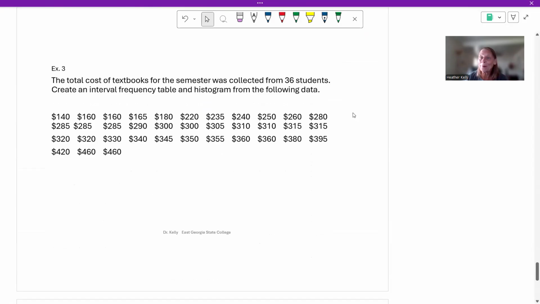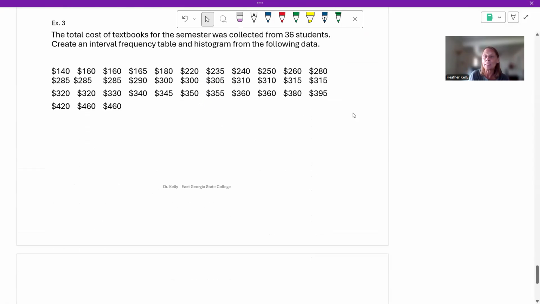Okay, so here we are. This is what a set of data looks like. Yuck, looks pretty terrible. This is 36 students' data of the cost of their textbooks. We're going to create an interval frequency table and a histogram from this data. Now, let me show you how we're going to do it. First, we're going to figure out our intervals for our interval frequency table, okay?